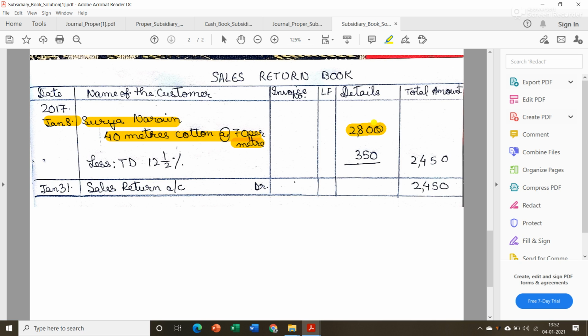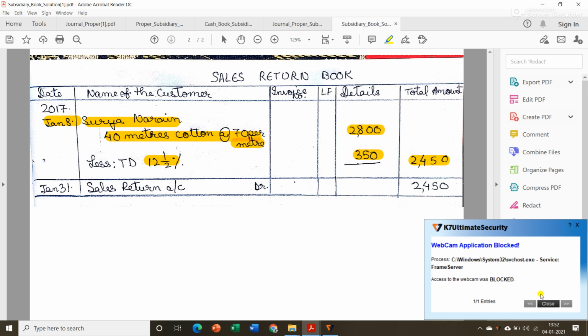that is 2,800. And while we sold goods to him, we provided a trade discount. While returning goods as well, we have to give him a trade discount of 12.5%, that is 350. So altogether he returned us 2,450 worth of goods.